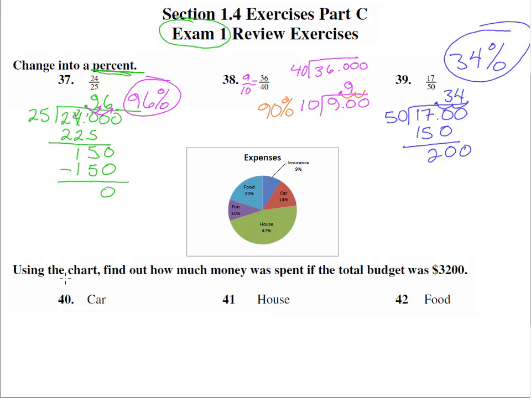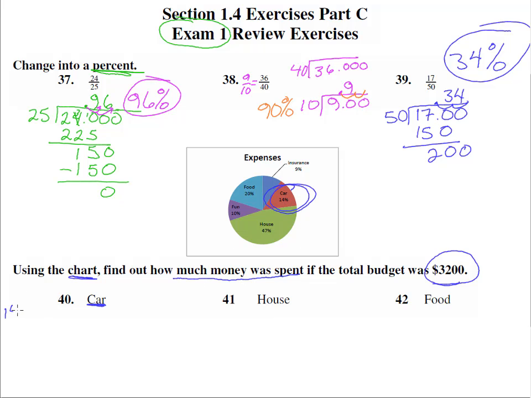Next one, number 40. Using the chart, this chart right here, how much money was spent? So we're looking for an actual amount of money, not the percents. The percents are up here. The total budget, $3,200. So here on number 40, we're trying to find the car. So the car is right there, 14%.